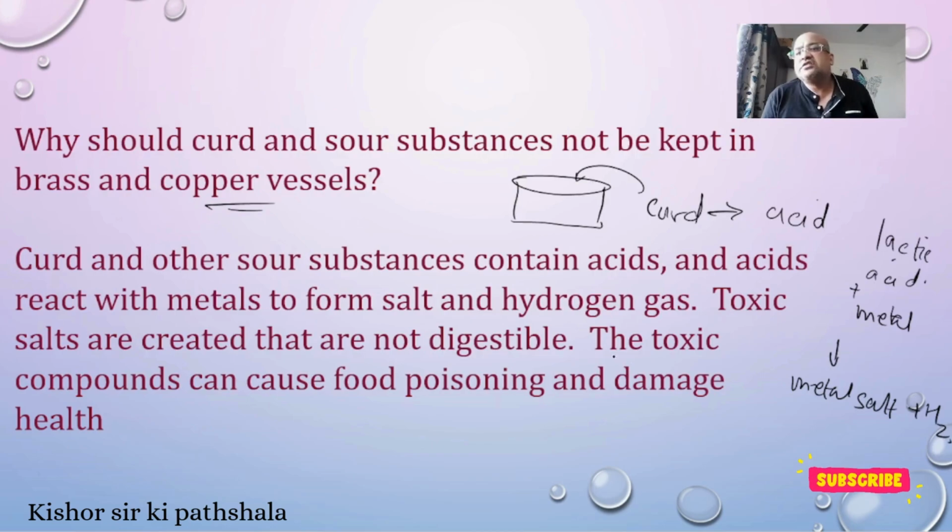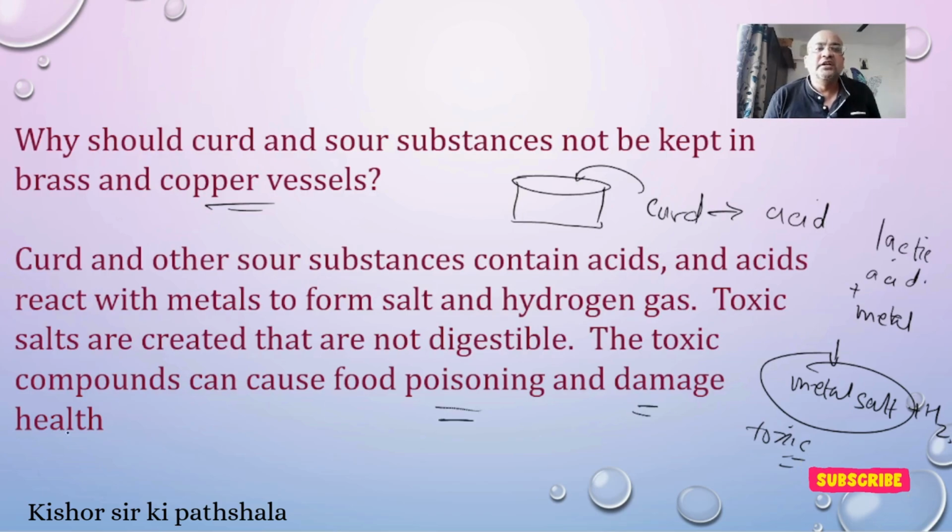This salt is toxic in nature. These toxic salts created are not digestible, and a toxic compound can cause food poisoning and damage health. That is the reason copper or brass vessels are not used to store curd in them, because it contains lactic acid, which reacts with the metal and gives a metal salt which is toxic in nature. I hope you have understood this question.